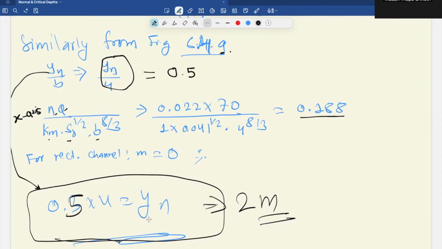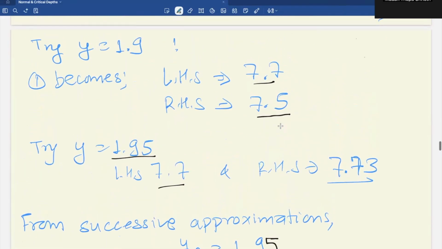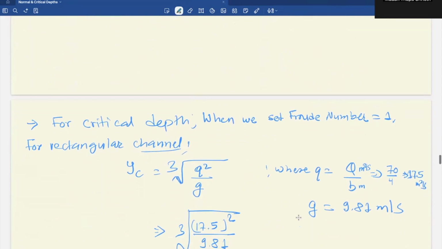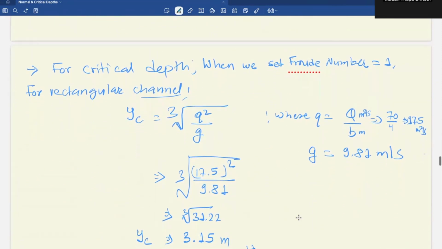So that gives us yn equal to 2 meters. Since these are all approximate, I suggest you follow this successive approximation, which gives us a value for normal depth as 1.95. So now let's go for computation of critical depth.